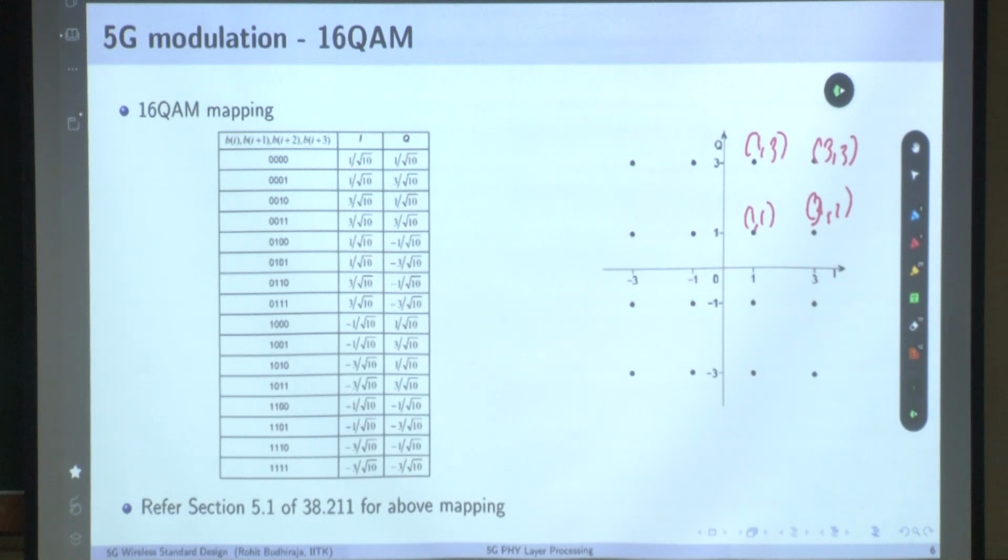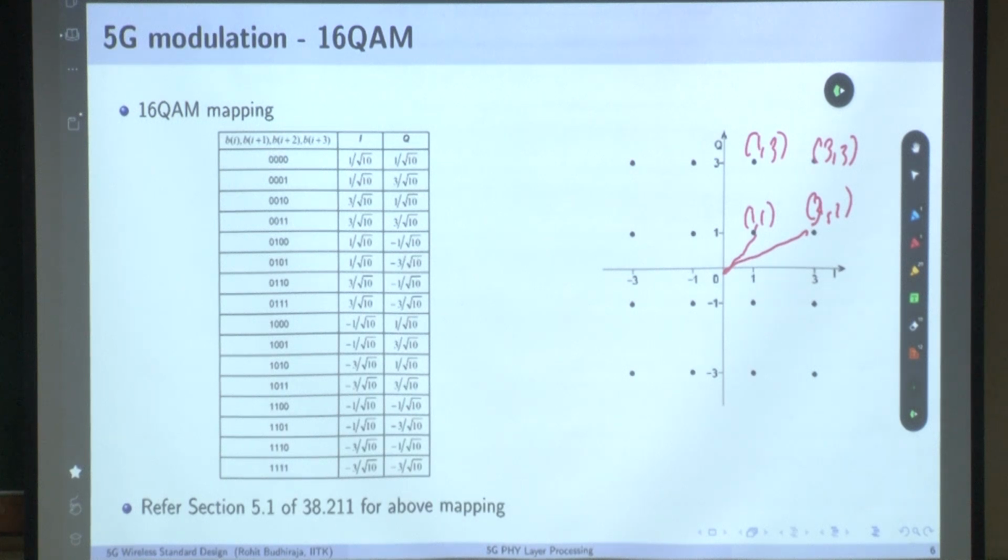Now what is happening here? You look at this point, you can calculate its energy. What will be its energy? This is the distance square, so distance square is the energy, not the distance. I think in the last slide I told you it is the distance square. So you calculate the energy of this, and similarly you calculate the energy of this.